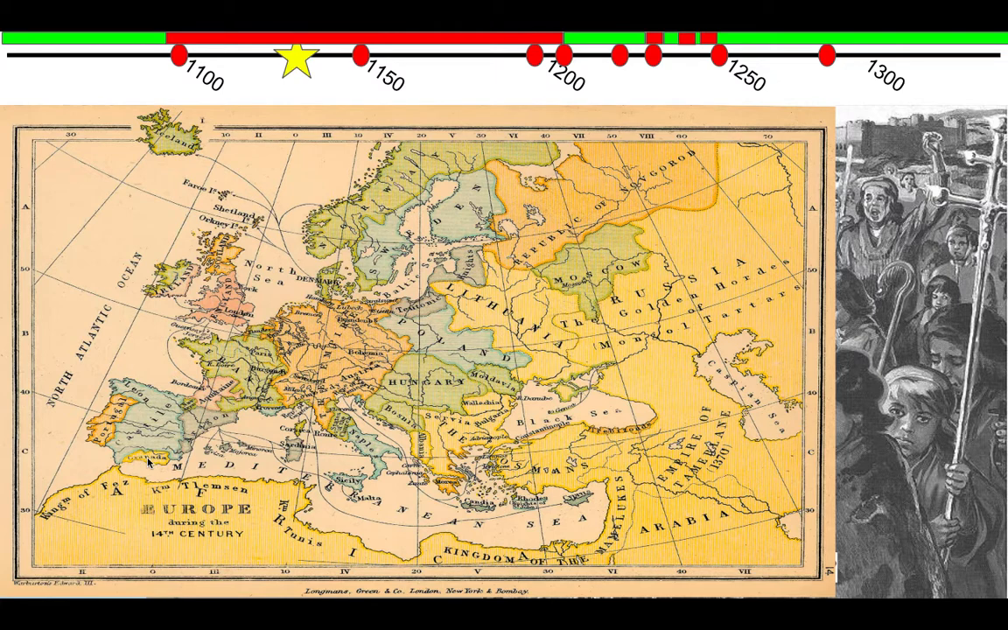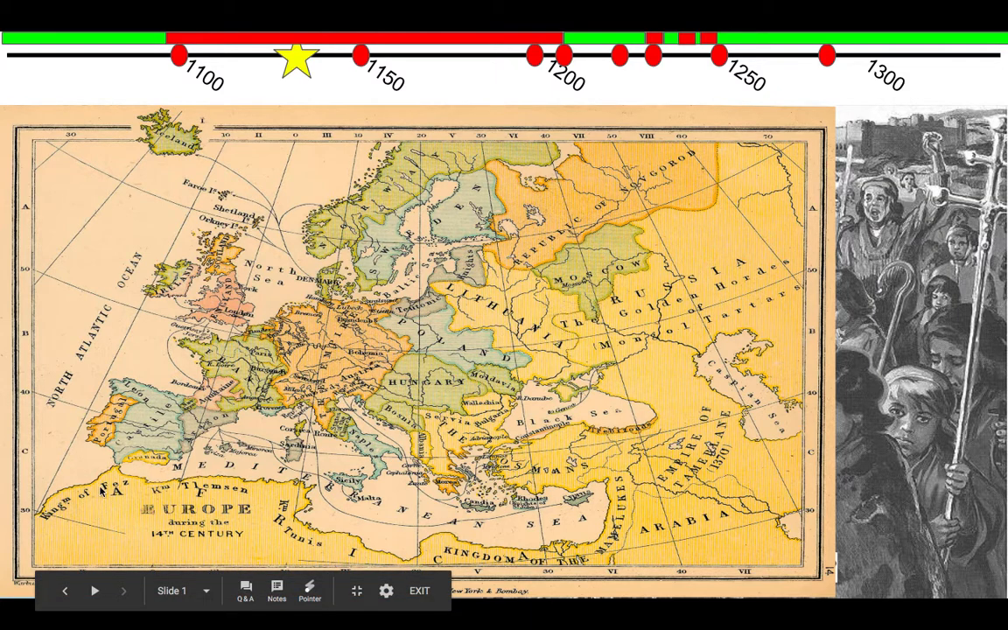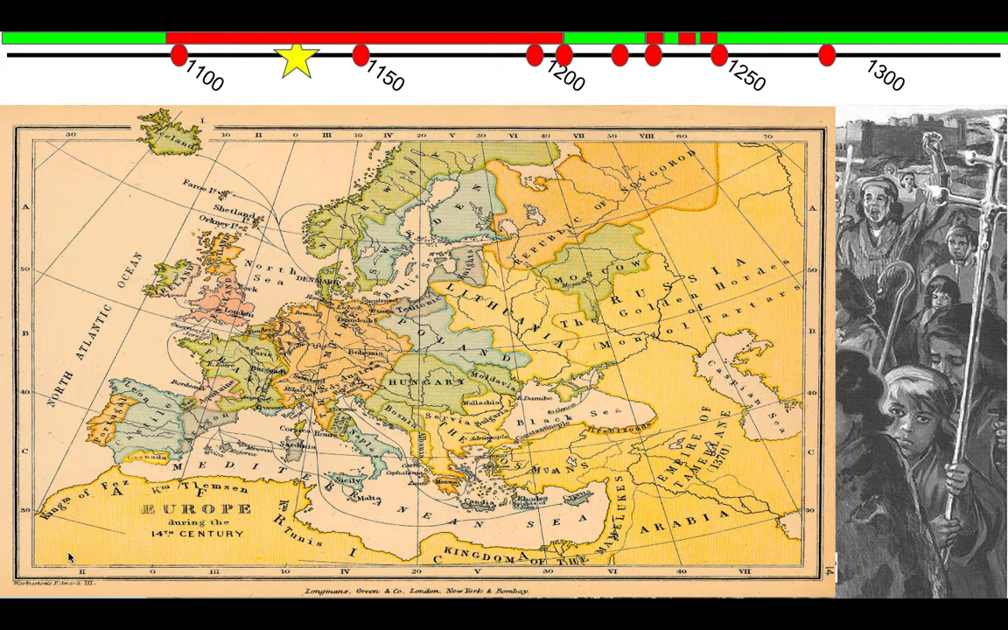Or the Muslims were driven out of the Iberian Peninsula, what is present-day Spain and Portugal. This is Muslim territory right here, Granada. In 1492, they were completely pushed off the Iberian Peninsula. That's what's known as the Reconquista, the reconquering of the Iberian Peninsula.